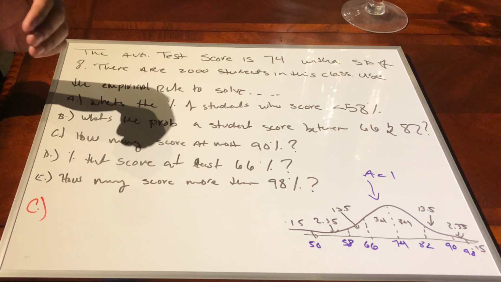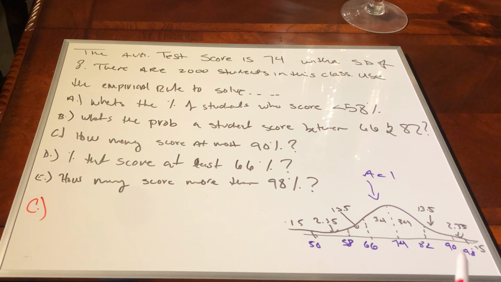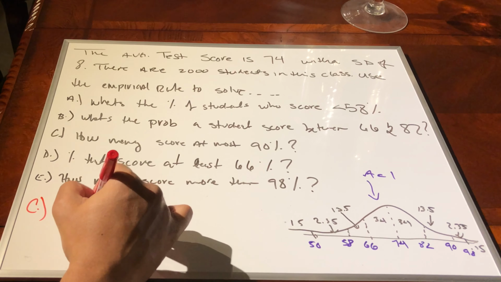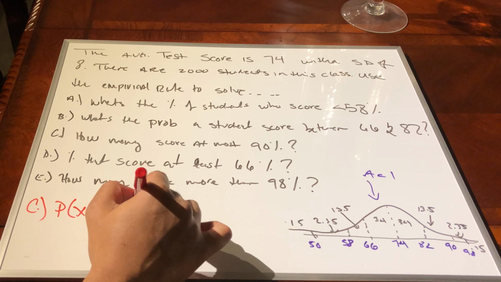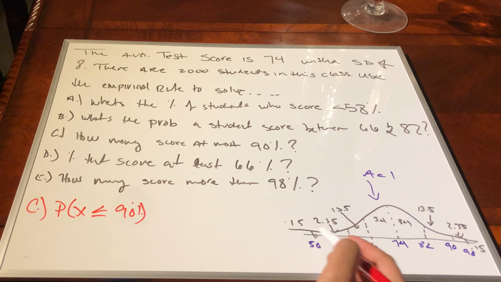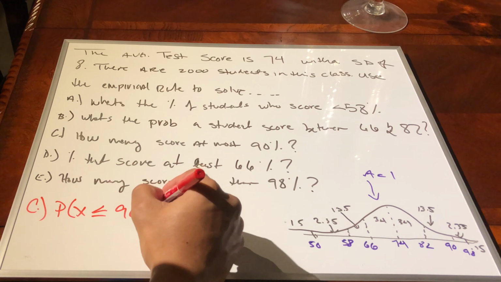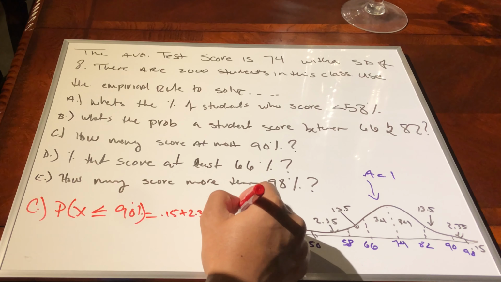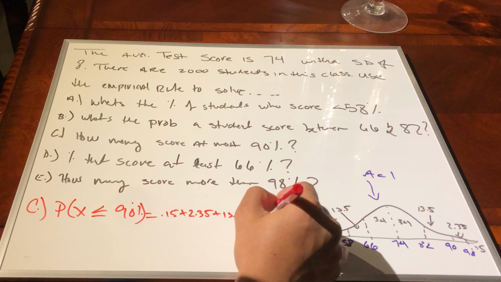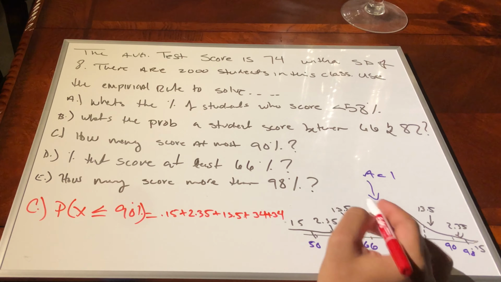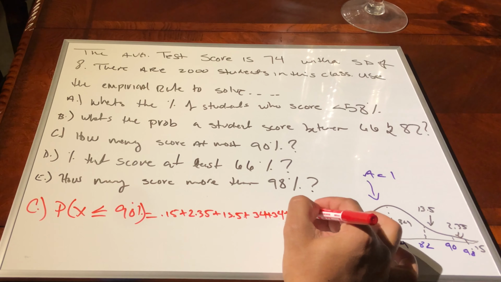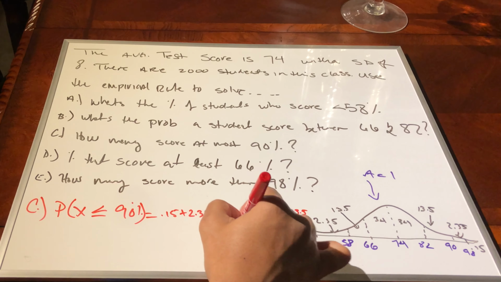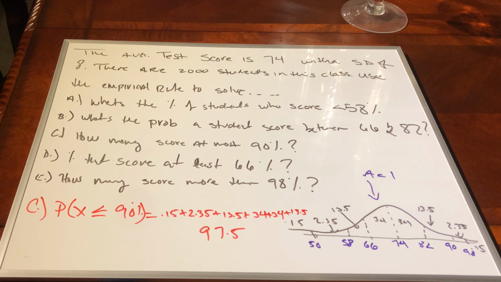Now part C asks, how many students scored at most 90%? So at most 90% is everything up to here, including 90. So it's the probability that they score less than or equal to 90%. You can take all of these percentages and add them up: 0.15 plus 2.35 plus 13.5 plus 34 plus 34, and then plus another 13.5 plus 13.5. That's a lot. If you add all those up together, you would get 97.5.